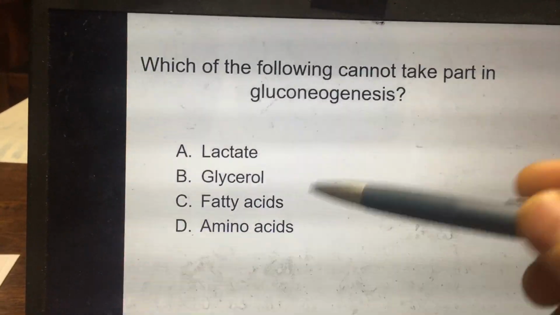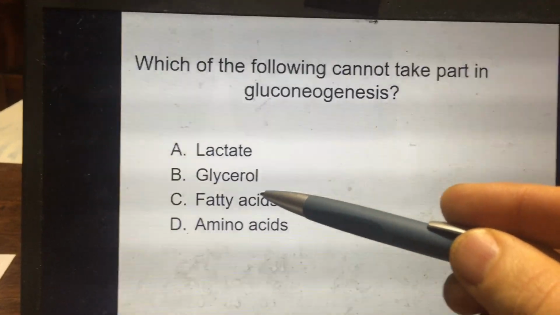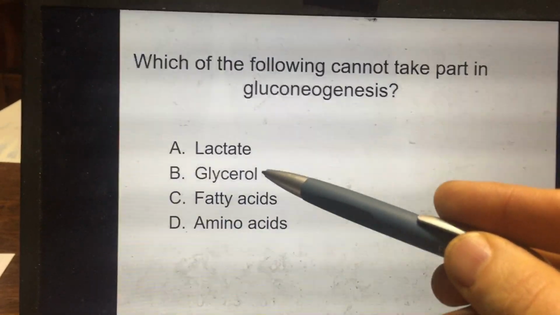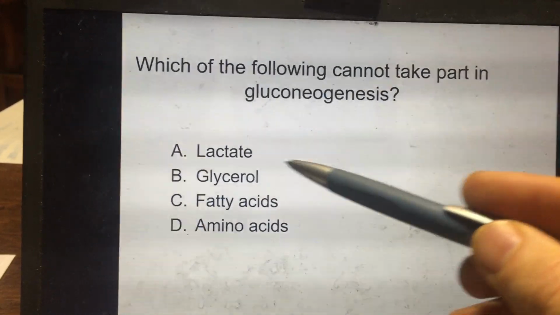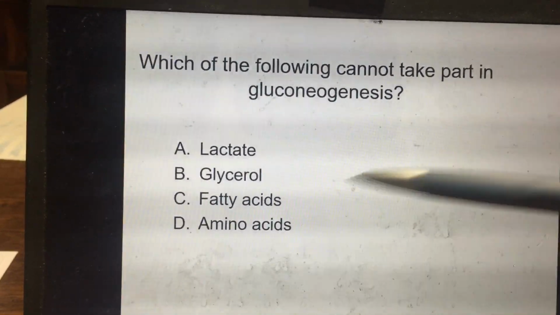Glycerol and fatty acids both come from breakdown of triglycerides or fat in adipose tissue, but only the glycerol part can participate in gluconeogenesis, whereas the fatty acids cannot be converted to glucose.